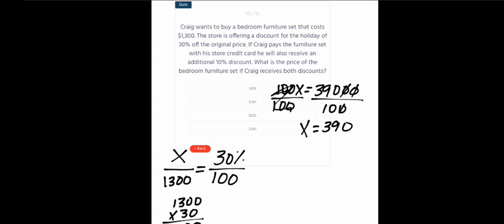This is what he saves. This is not what he pays. So now we have to subtract it. 1,300 minus 390. And that gives us $910. Now, if it's $910 and he gets an additional 10% discount, this becomes our new total.